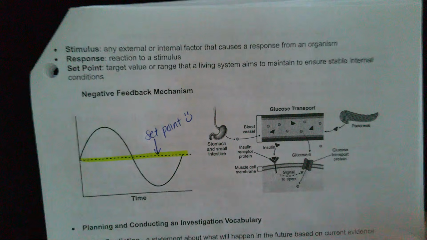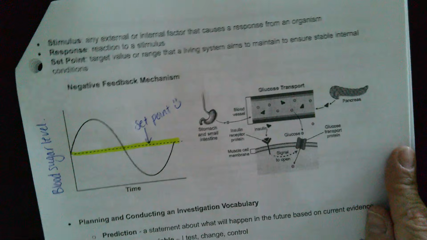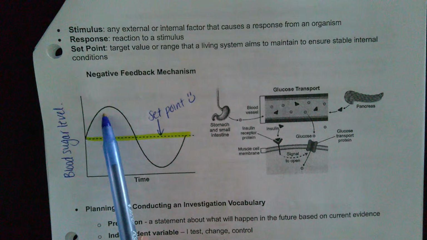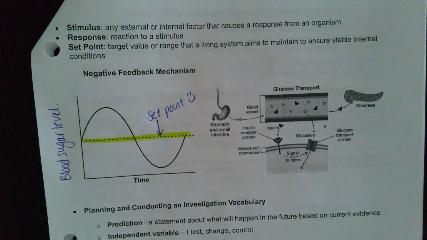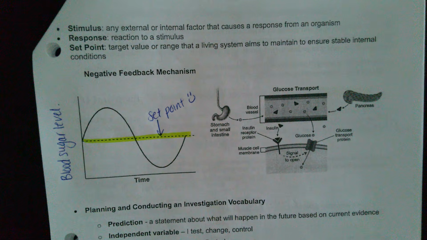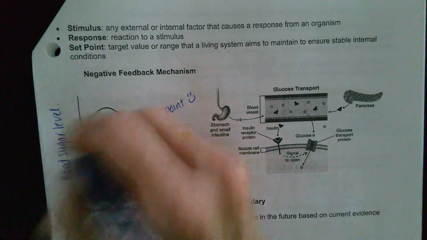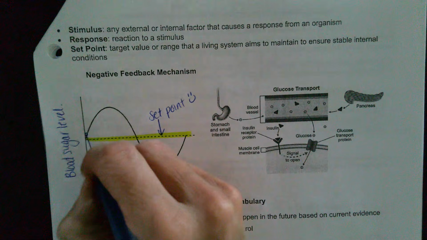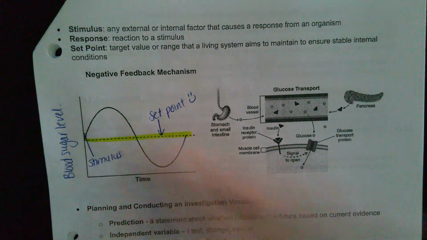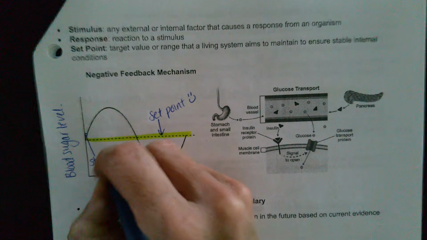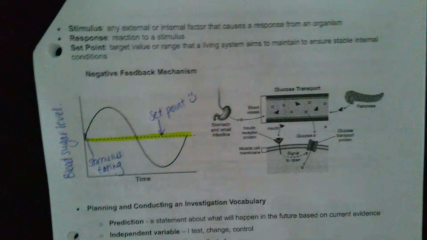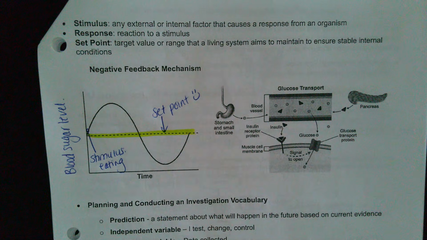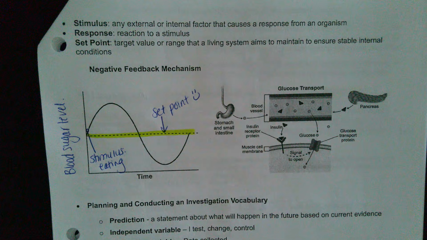Let's say over here, this is blood sugar. It could also be called blood glucose. First thing you'll notice is that there's a spike. So think to yourself, why would my blood sugar go up? That should be pretty straightforward. That could be because you're eating. So right here, I have my stimulus. And my stimulus in this case is eating. Your blood sugar goes up. That's normal. Everyone after they eat, their blood sugar goes up.